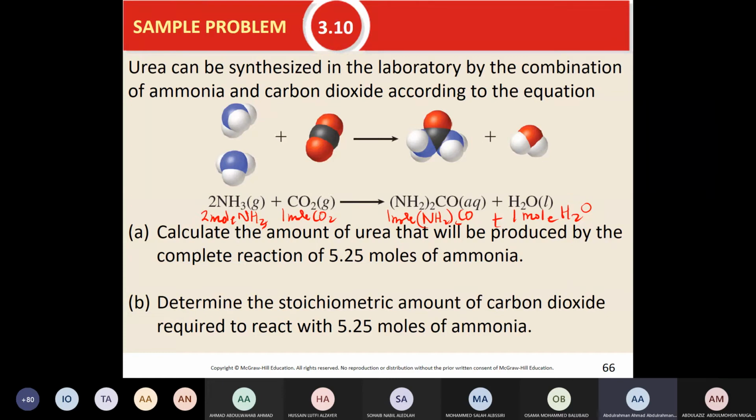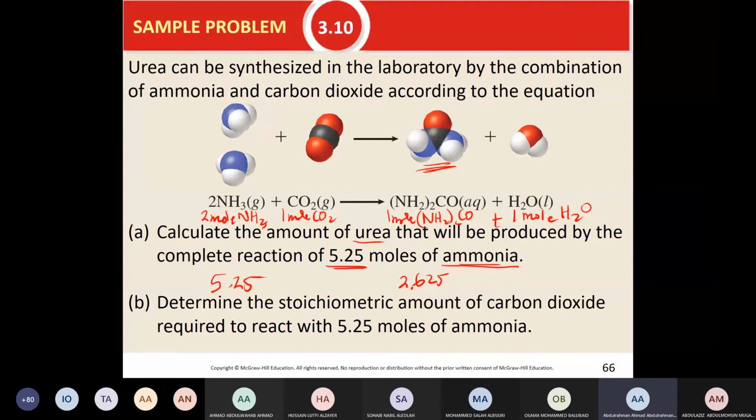If I have 5.25 mole ammonia, what will be the amount of urea that will be produced? This is urea. If I have 5.25 mole NH3, how many moles urea? 2.625. How did you find that? Divide by 2. Excellent.